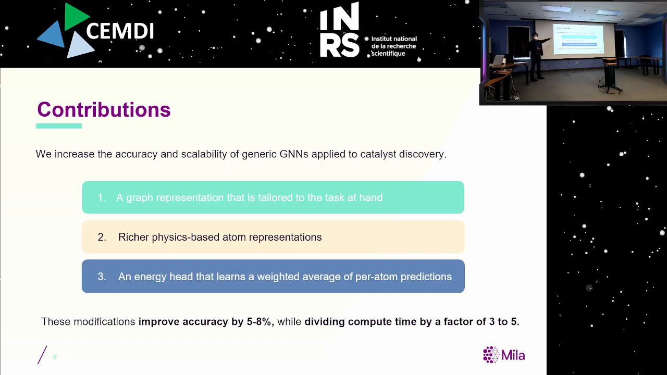So here we're making these changes. And notice this can be applied to any graph neural network. In the next section, we're going to get a specific graph neural network. But this can be applied to any one. And it's just basically to try to make any graph neural network better for this particular case. And we're going to find that these modifications improve accuracy by 5 to 8%, which is quite a lot. And they also divide compute time by a factor of 3 to 5. So it's monumentally faster while actually being more accurate.